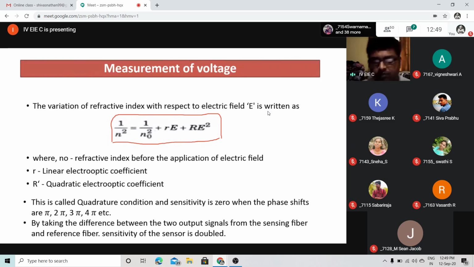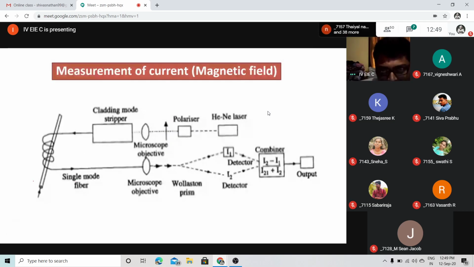Clear? Similarly, if we go for measurement of current in terms of magnetic field, now look at the setup. We are going to have a single mode fiber here, and in this single mode fiber, it is going to carry a polarized light. So we can see a helium neon laser as a source that is going to be fed to a polarizer. After the polarizer, the light that is going to enter my fiber cable is going to have a single path of travel, which is also linearly polarized.